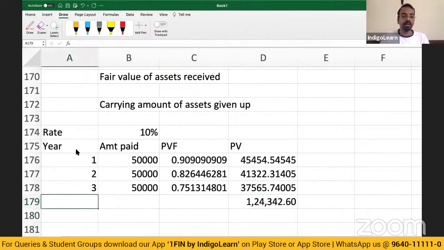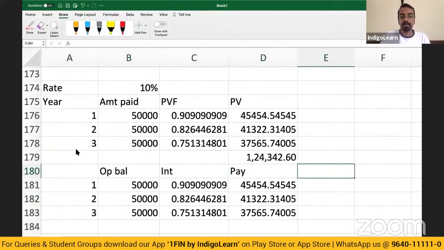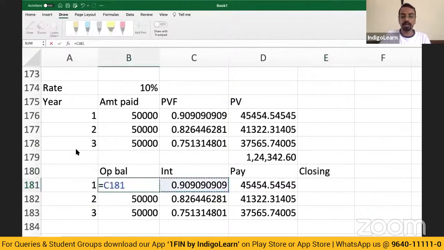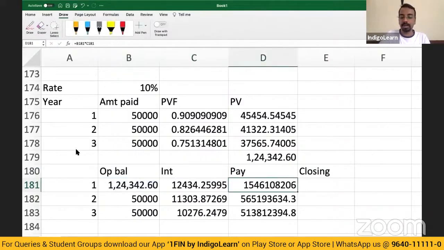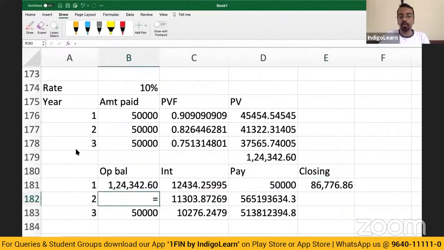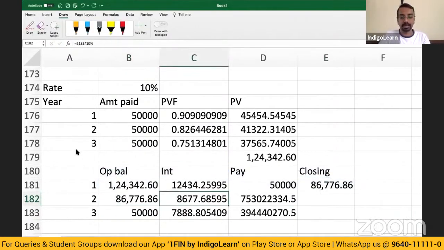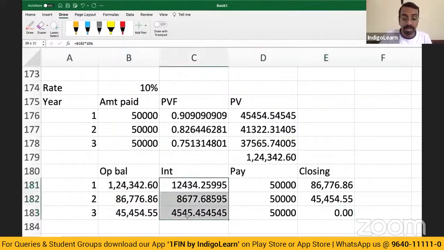Okay, then every year you will calculate interest. Opening balance, interest, payment, closing balance. What is the opening balance? 124,342. What is the interest? At the rate of 10%. What is the payment? Payment is 50,000. What is the closing balance? Opening balance plus interest minus payment, which is the closing balance, right? Then opening balance is 86, interest is 8,677, payment is 50, and so on, until the closing balance is 0, right? So every period, this part is considered as interest, and what do we do with that interest?